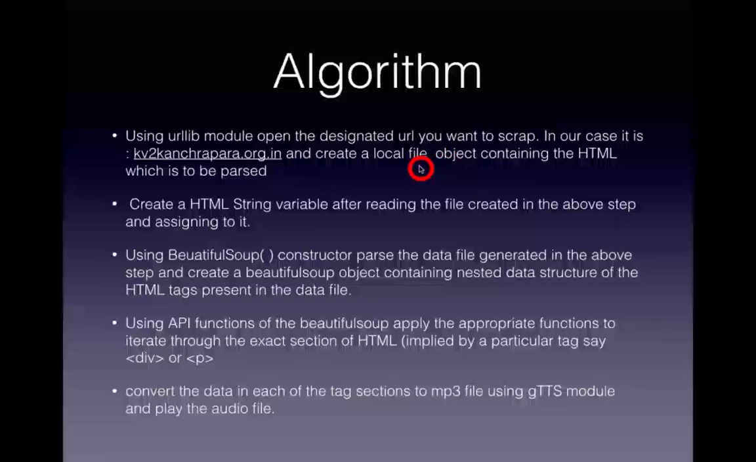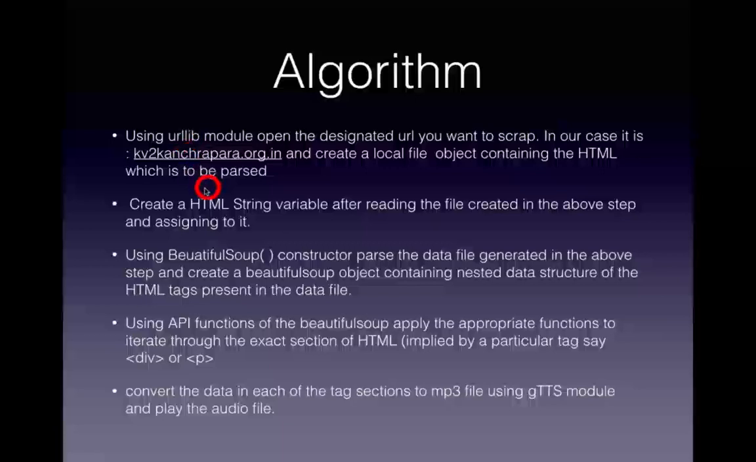So we take the URL kv2kachapada.org.in, and from that URL we create a local file object which will contain all the HTML code of that particular page. The urllib module is used for this purpose only: to extract the HTML content from the designated web page and store it into a local variable, a local file object.